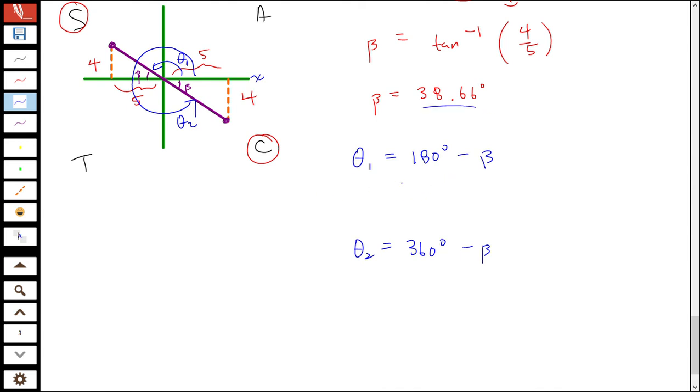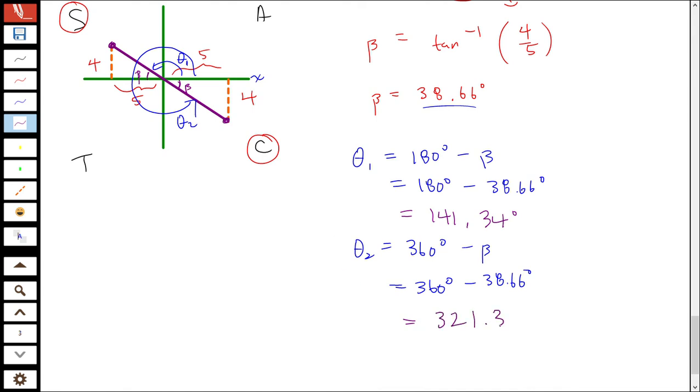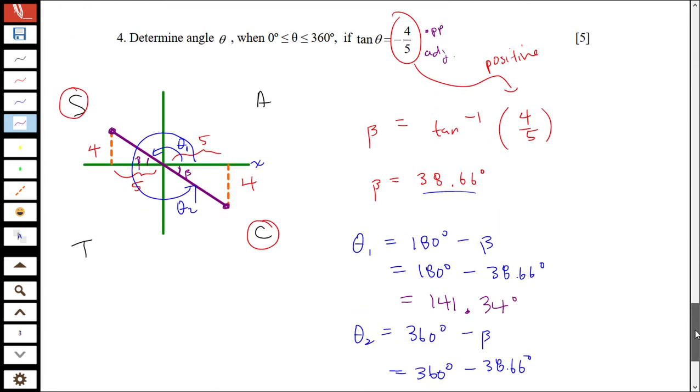So all I'm going to do now is just sub in the beta values. So 38.66. And the second one, 360 minus 38.66. And I'm going to solve for those values. So the first one's going to be 141.34 degrees. And the second one is going to be 321.34 degrees. Now, the question doesn't really indicate what to round it to.